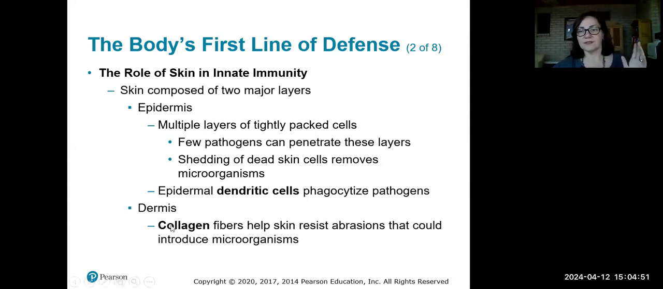And here in the connective tissue layer underneath the dermis, there are collagen fibers that are pretty tough, and they keep the skin from tearing open very easily.